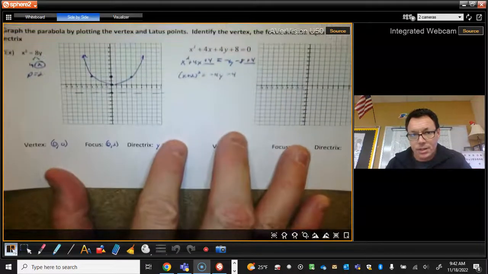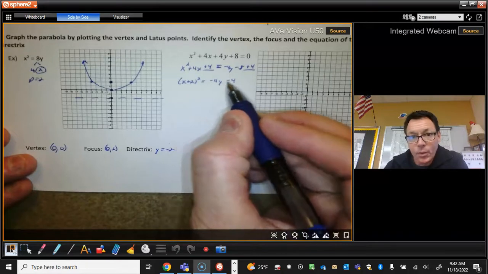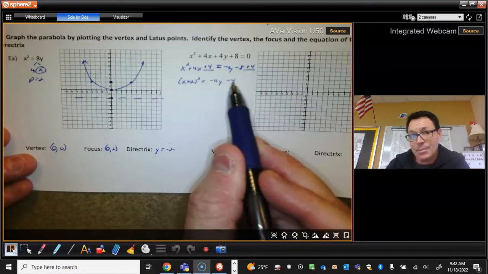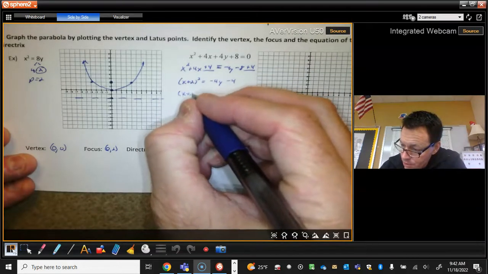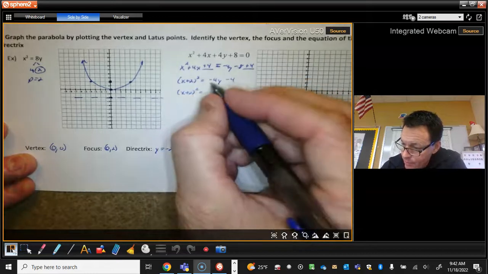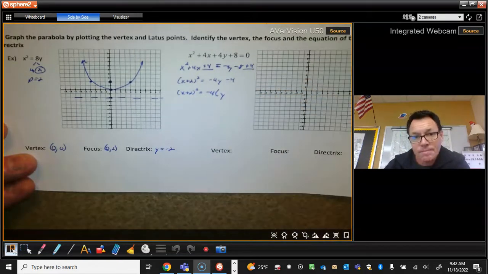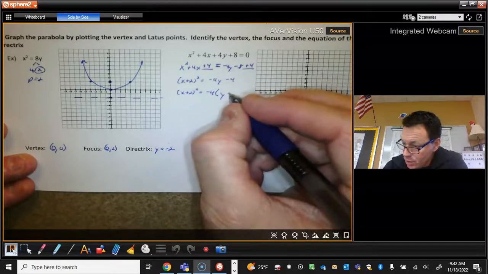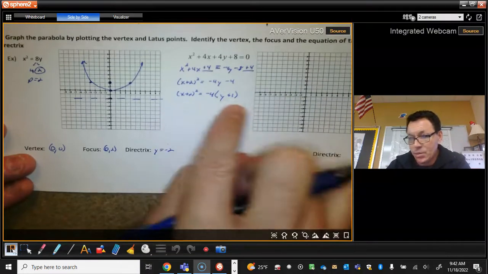Okay, so let's go down here. So I need to factor this negative 4 away from the y, and we're going to do that because you'll notice that negative 4 is a common factor between these two terms. So x plus 2 squared stays put. We're going to factor a negative 4 away from our y, but we're also factoring a negative 4 away from a negative 4, so that's going to leave us with a plus 1. All right, now this is in the right form.